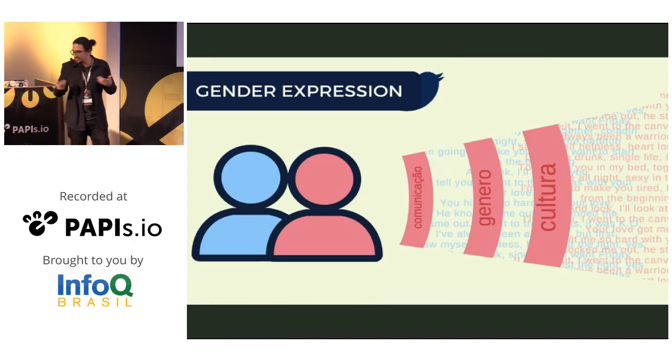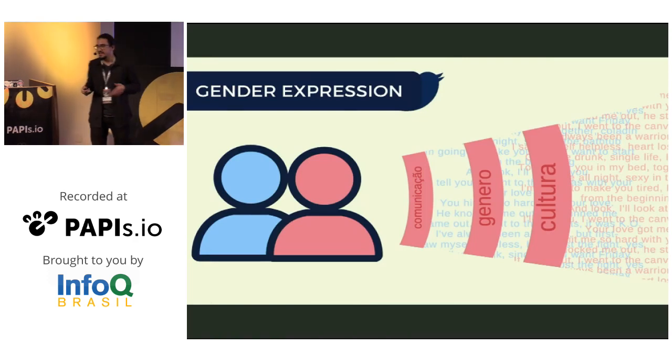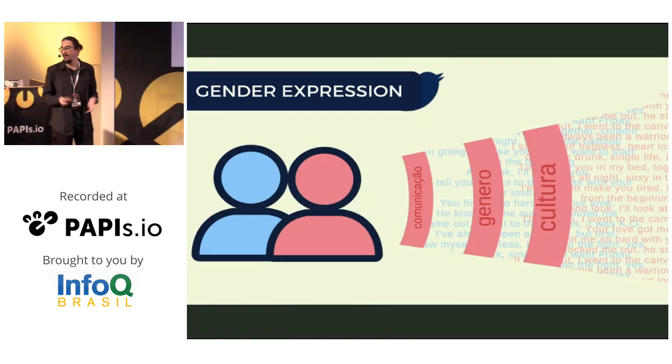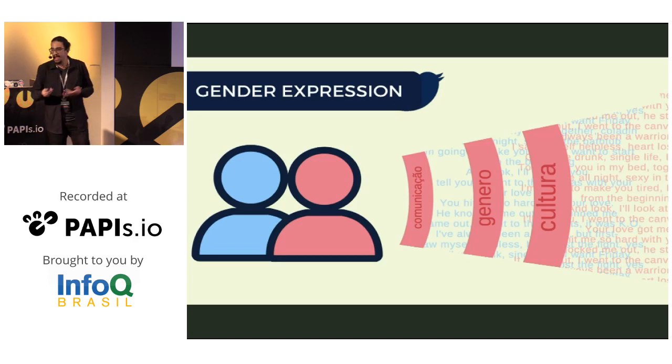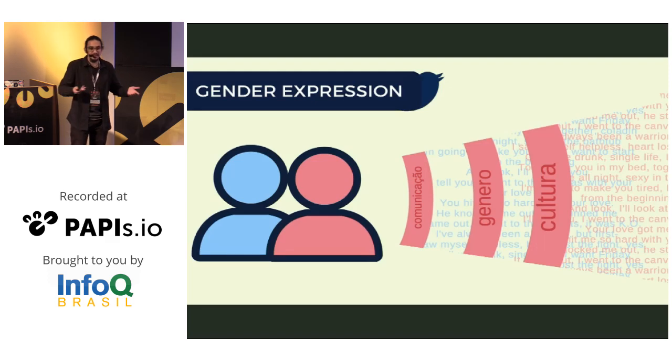So what about gender expression, Ahirton? What is gender expression? Well, first of all, I love text, I love poetry, and I love psychology. So this research is all based in psychology, mainly on the guidelines of the American Psychological Association, APA. They say that gender expression is how you communicate your gender in a given culture. So in Brazilian culture, mainly people communicate their gender by their talk, when they're speaking, or their mannerisms, or the way they dress, the way they use fashion.